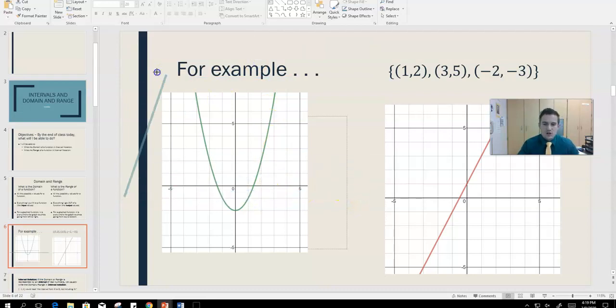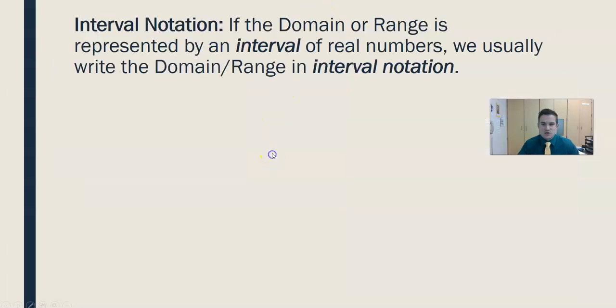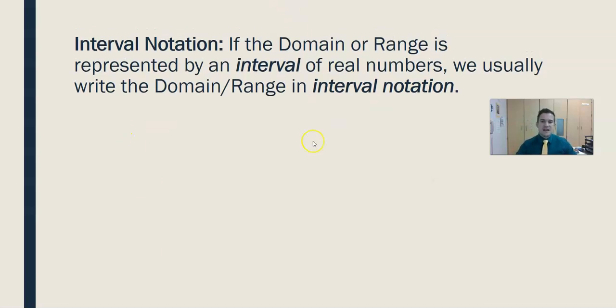So we're going to talk about, just for a moment, let me put this back over here, how we write the domain and the range in a situation like that. We're going to call that interval notation. So if the domain or range is represented by an interval of real numbers, we usually write the domain or range in interval notation. So for example, on that previous slide, I had that parabola, or that quadratic function.